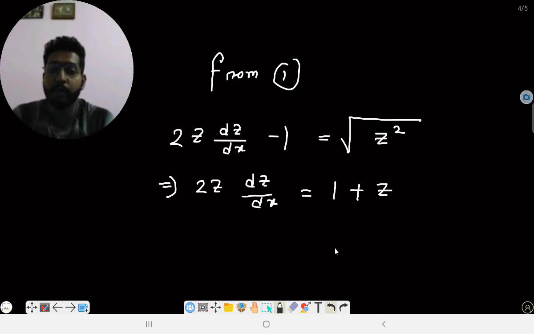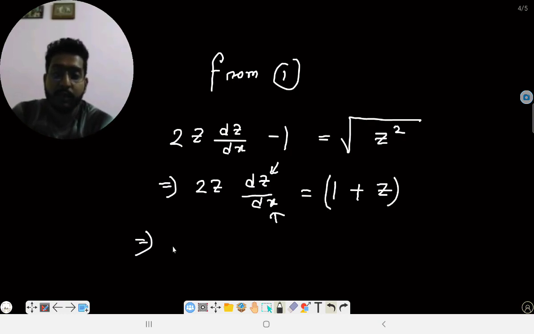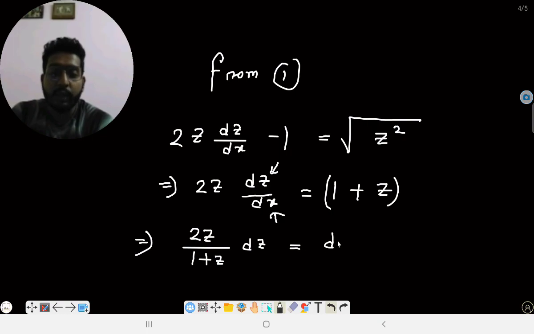In every problem, at the end we have to do the separation. Now separation is possible. There are two variables, one is z, one is x. We have to separate in such a way that dz contains z terms and dx contains x terms only. So 1 plus z will come here, making it 2z/(1 + z) dz, and dx goes there. At the end of the step you have to do the separation. Since there is no x term, dx is alone, so 1 dx.